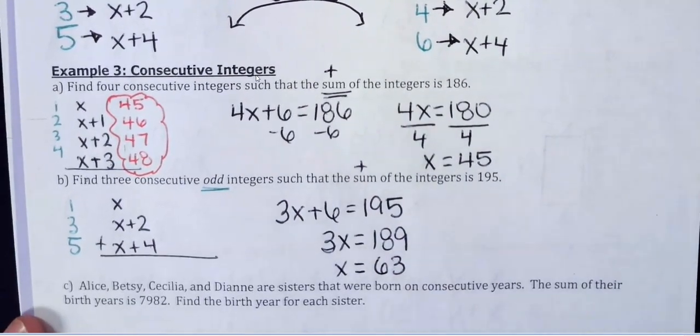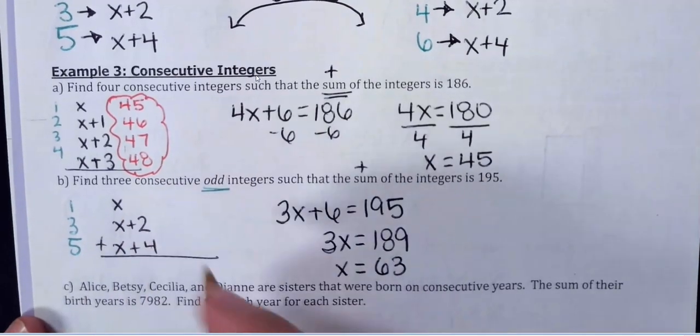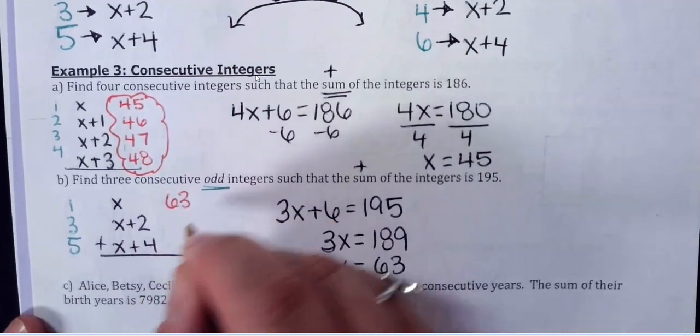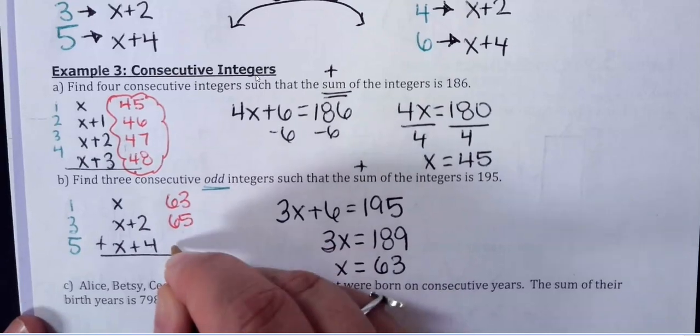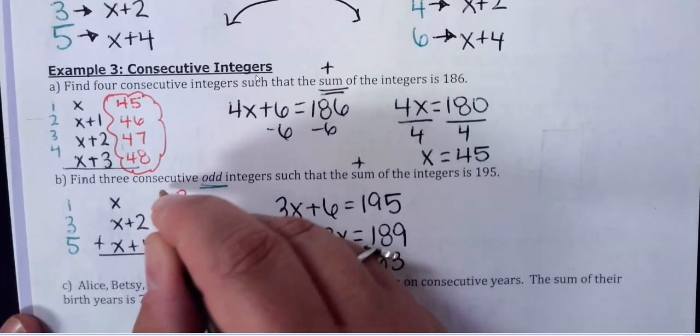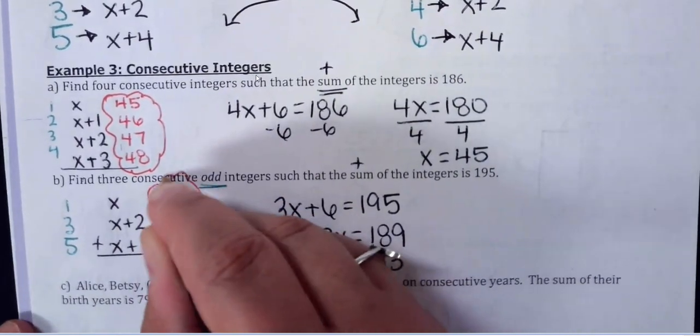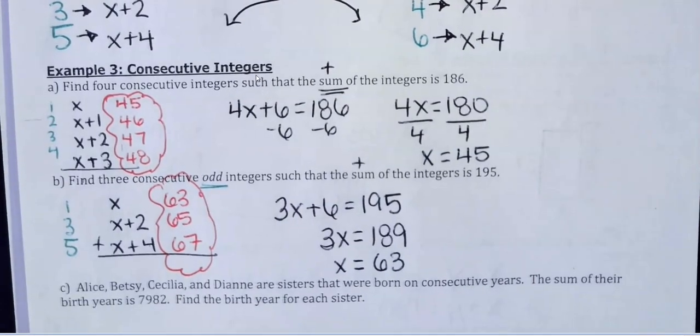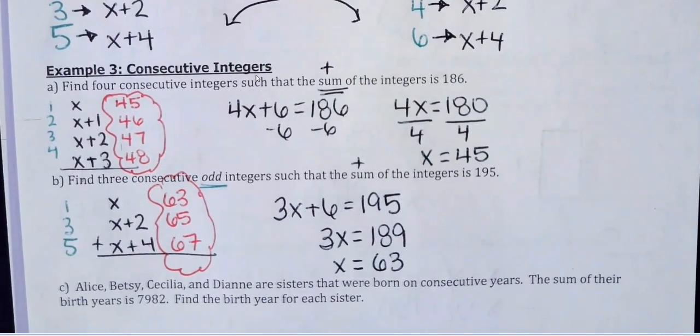Now that's your first number. And then I just go back and look at the expression. So 63, add 2, that's 65. Add 4, that's 67. Those are all odd integers. They are consecutive. And if you're going through one of these problems and you get a 0.5 or a decimal or something, then something might be a little bit off with your setup. So just keep that in mind. But those were automatically odd integers after I solved that equation.